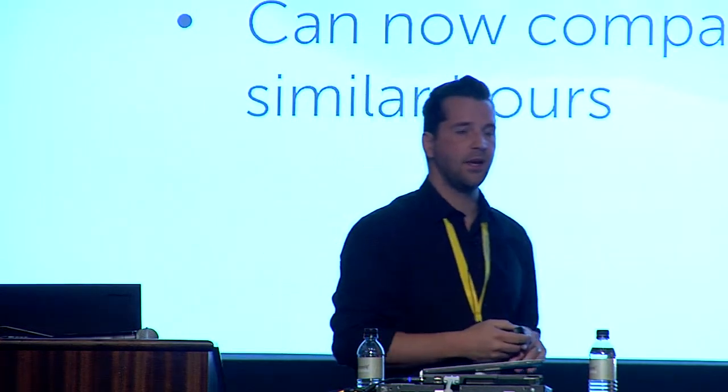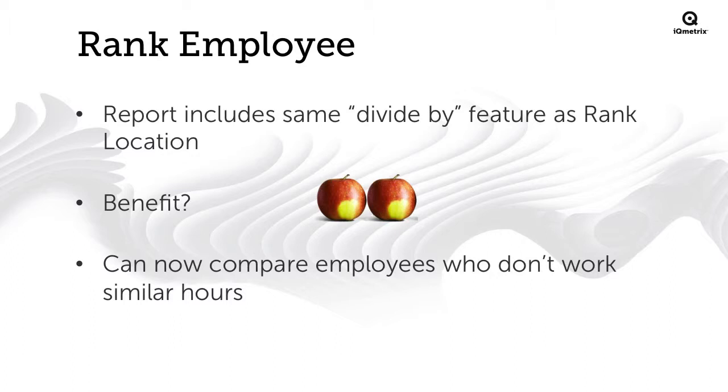We can do the same thing with another new report we've added, which is rank employee. It's going to do the same thing as rank locations, but we're going to get a little more information about employees. And again, employees are hard to compare, right? Because employee Asia worked 10 hours last month. Employee Andrew worked 20 hours last month.